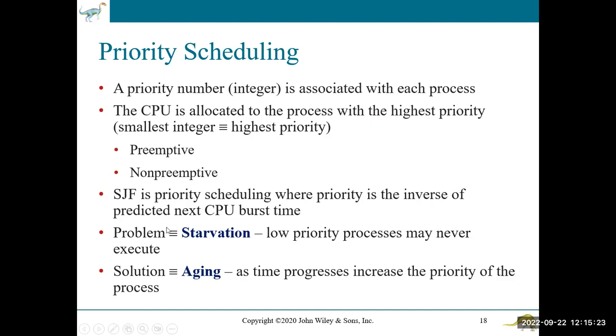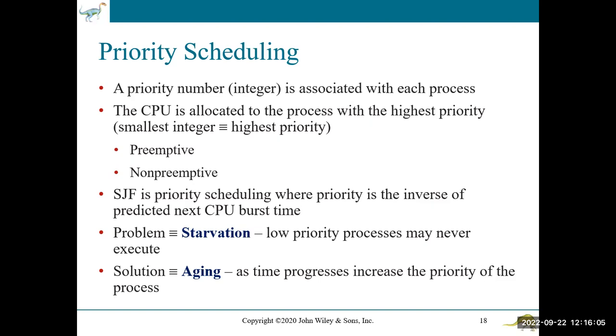So when you're working with CPU scheduling and you need to manage priorities, lower priority processes may never execute. So when we're talking about preemptive versus non-preemptive, everybody remembers this? Yeah. Okay. So we're talking about priority. And when the low priority processes never execute, that's called starvation.